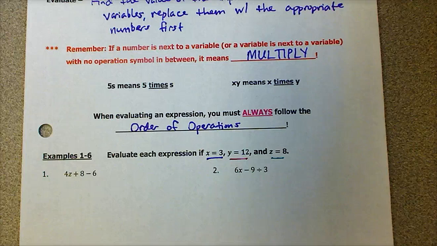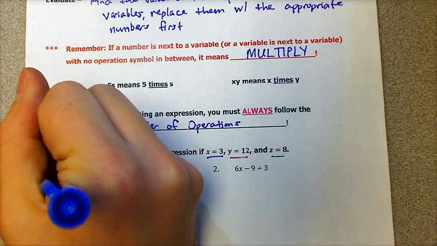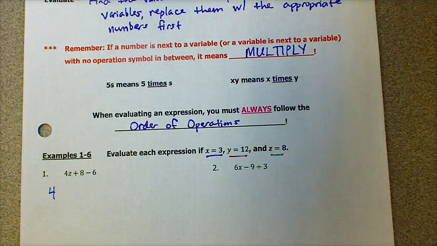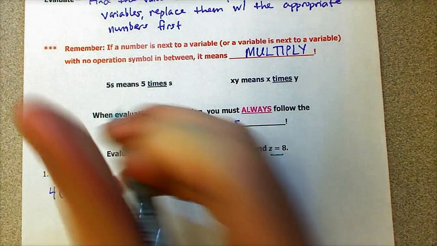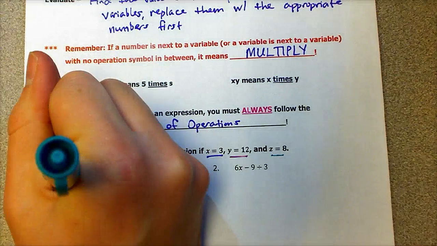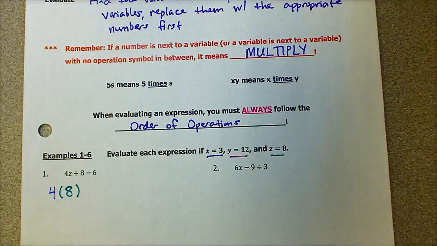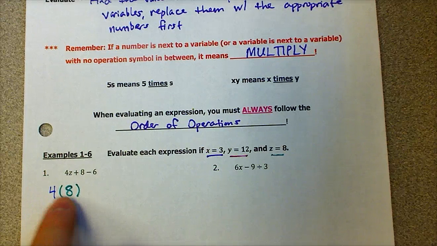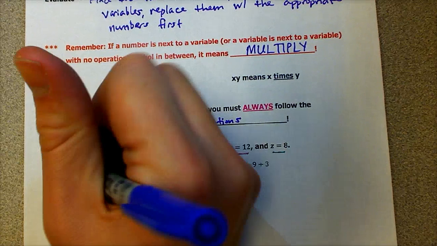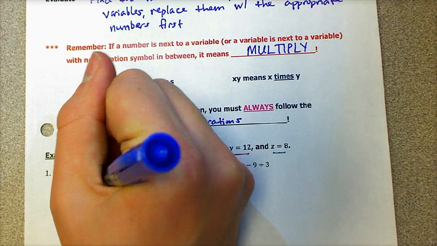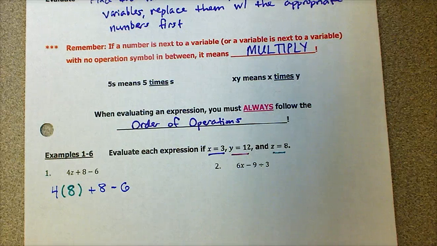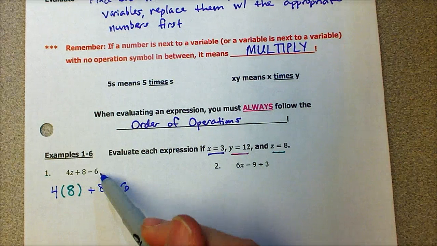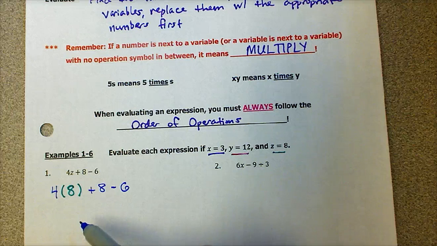So the first thing we're going to do for number 1 is rewrite that expression exactly as it looks, but plug in, instead of a z, a set of parentheses, and I know that z is equal to 8, so I'm going to substitute an 8 in for z. So it becomes 4 times 8 instead of 4 times z. And then I have a plus 8 minus 6 that is still written after it.